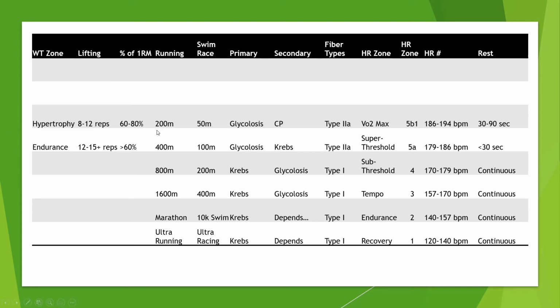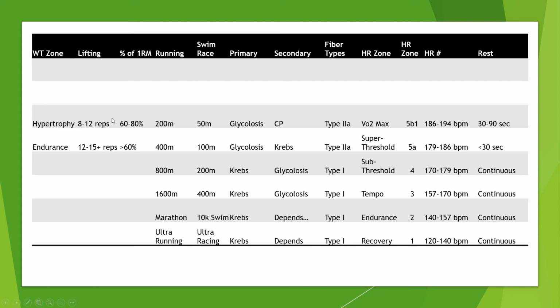And then you get a little bit faster, or a little bit heavier, where the heart rate zone 5B1, this is type 2A muscle fiber primarily, your VO2 max zone, primarily using glycolysis. Creatine phosphate becomes a secondary system. This is 186 to 194 beats per minute. Rest is about 30 to 90 seconds, so you're getting a bit more rest on this one, for any intervals that you may do in this zone. A running race, you'd be doing about a 200-meter race, or half a track, whereas a swimming race, you'd be doing 1 lap down and back, or just 1 length if you're using a 50-meter pool.